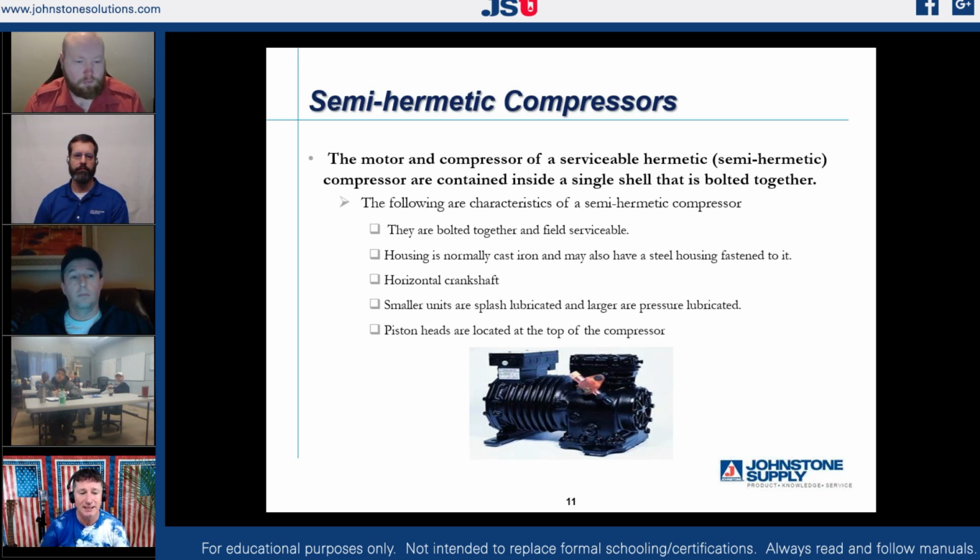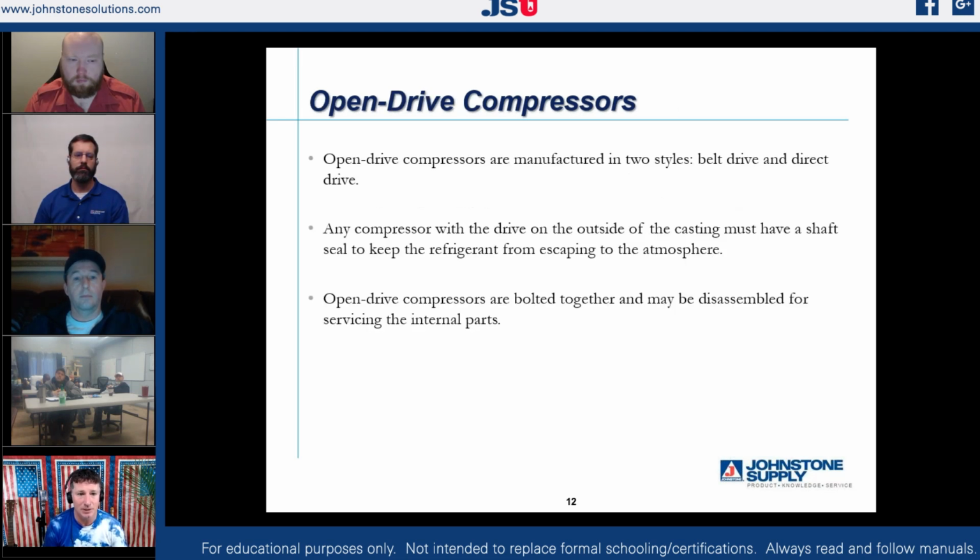So a lot of the heat that is being generated from our compressor in any type of reciprocating compressor is the friction of our pistons inside of those cylinders. So we have a significant amount of heat being generated.